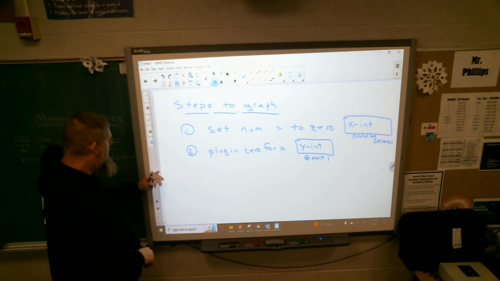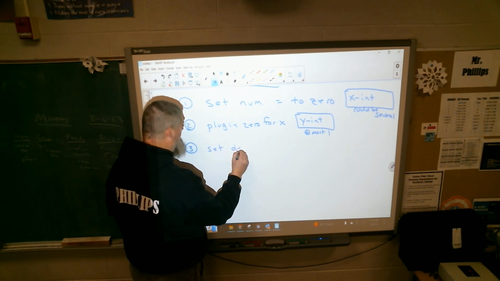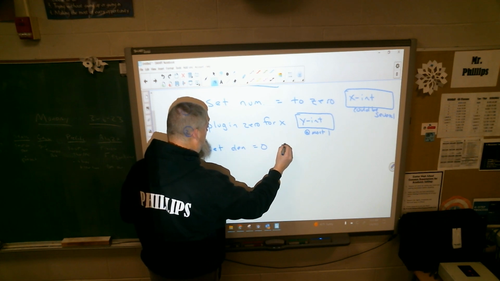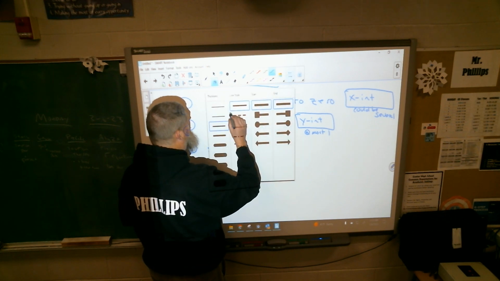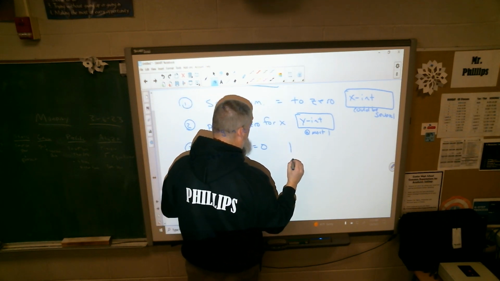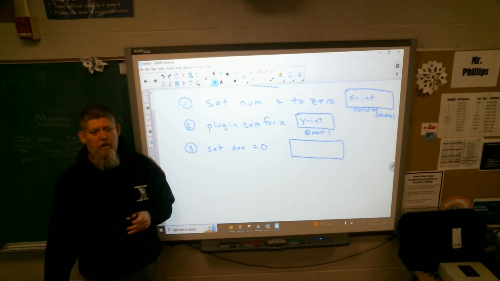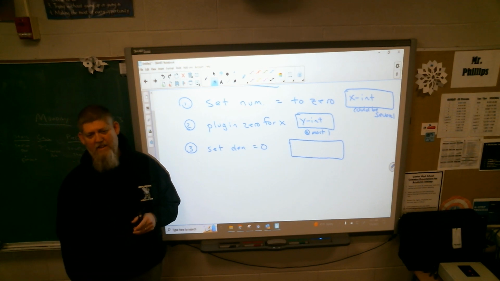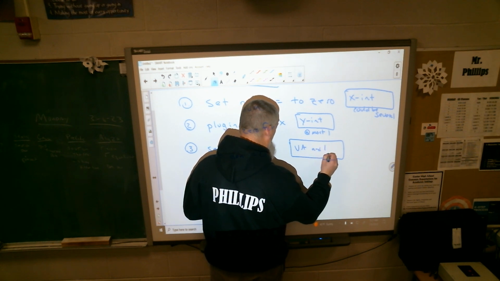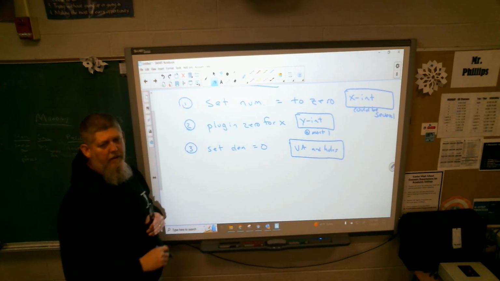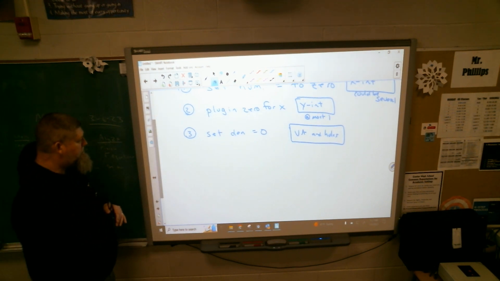Okay. Number 3. Set the denominator equal to 0. If you've been paying attention, you should know what that finds. What are you finding when you set the denominator equal to 0? Okay, vertical asymptote, and of course, holes or gaps. Vertical asymptote is where you're going to find the holes or the gaps in the graph. Set the denominator equal to 0.